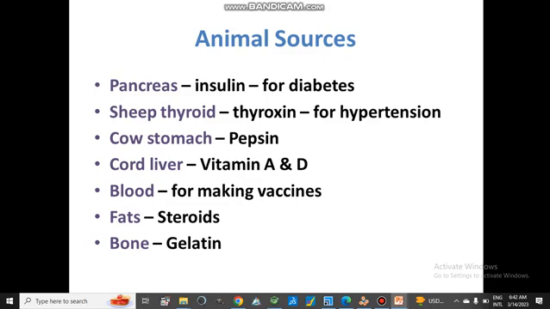And from blood, we make different kinds of vaccines. From animal fats, we obtain different steroids and hormones, which can be used for inflammation and different purposes. From bone, we can obtain gelatin and calcium also.